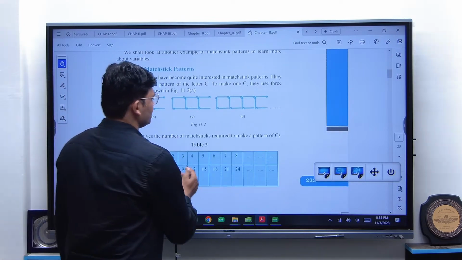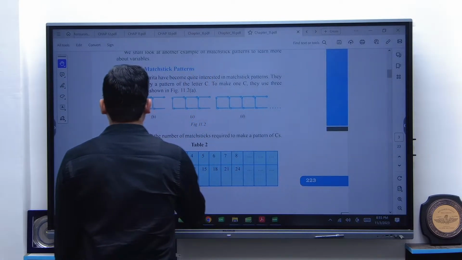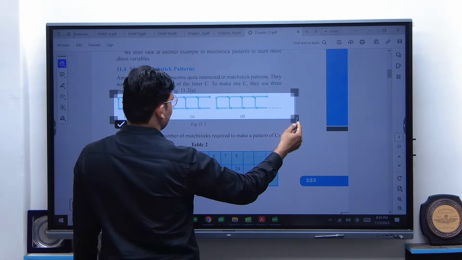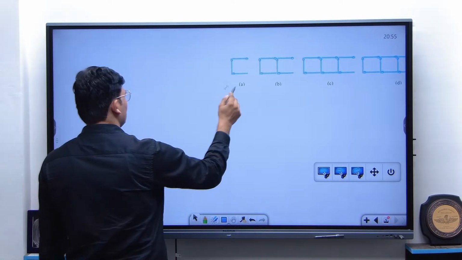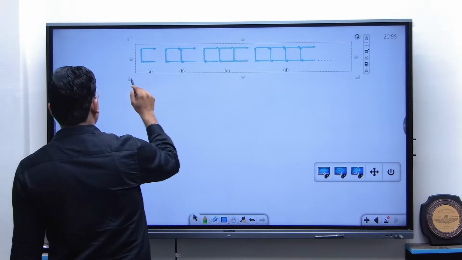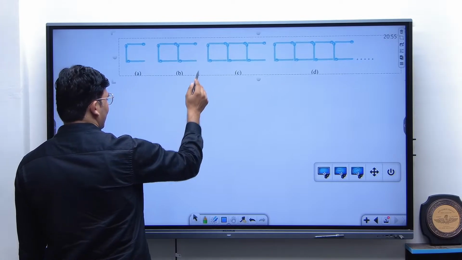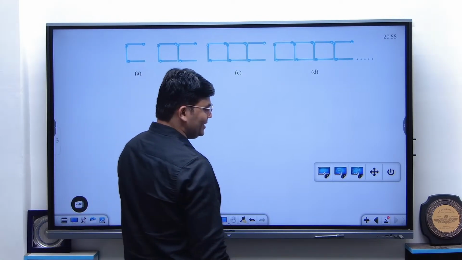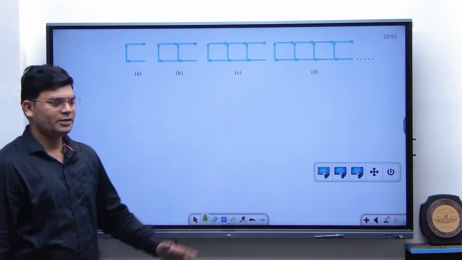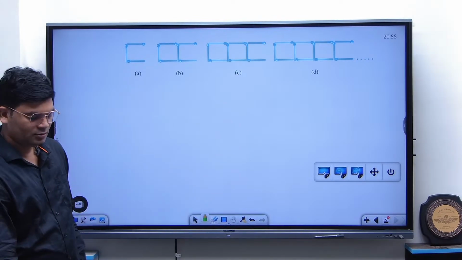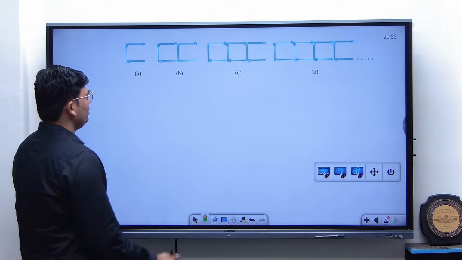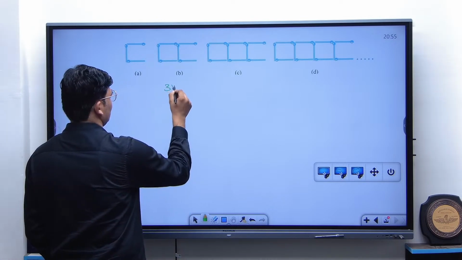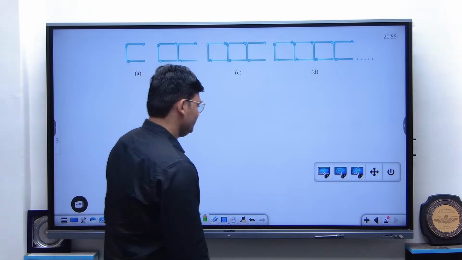Now more patterns. So I want you to find out some more patterns here. Can you tell me the rule for the number of matchsticks required to make Cs? Here C is being made. 3n. 3n. Okay.